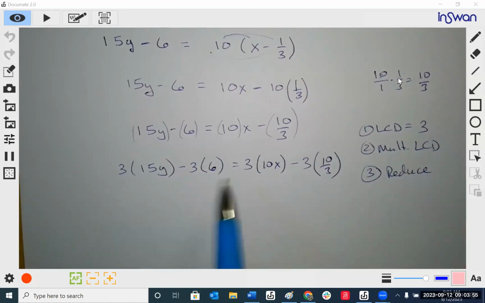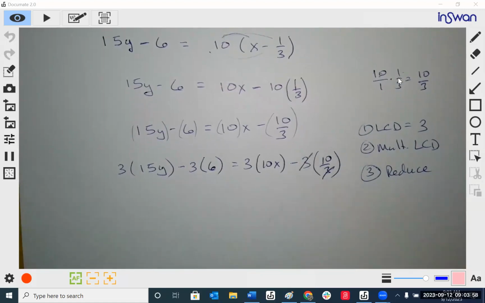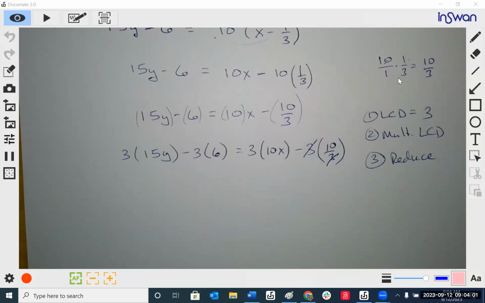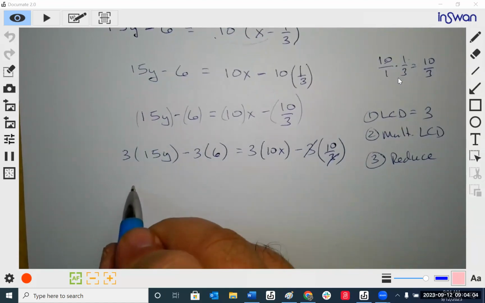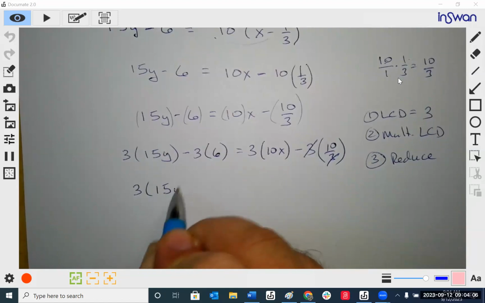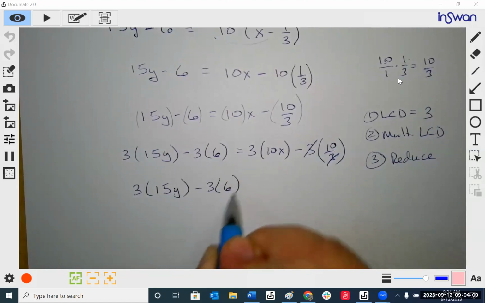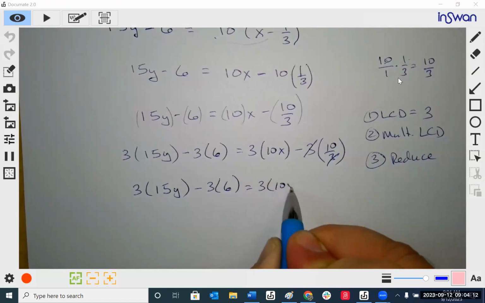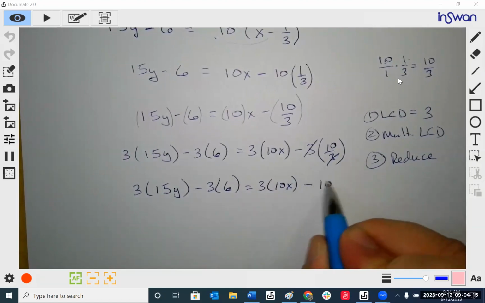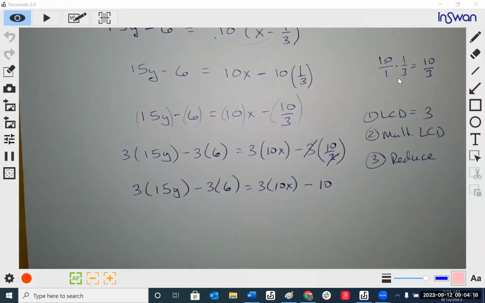Reduce. Nothing there, nothing there. The 3's cancel. And all we have left is 10 there. No more fractions. Was it painful to get rid of the fractions already? It wasn't painful. It's just 2 steps of just canceling them out. Wasn't anything difficult. The only difficult part was finding the LCD. That's the hardest part of the first step.